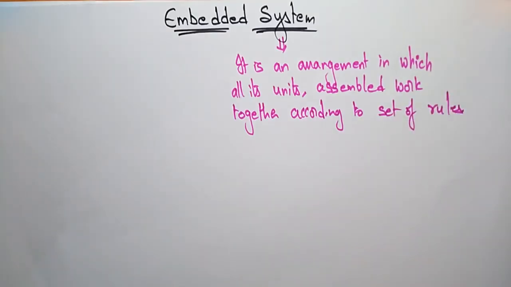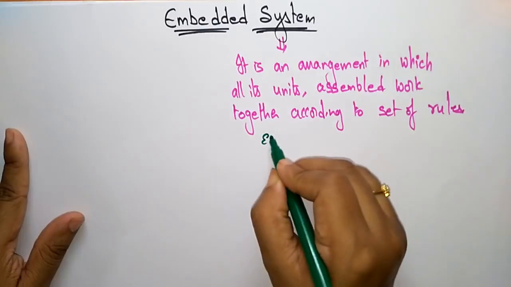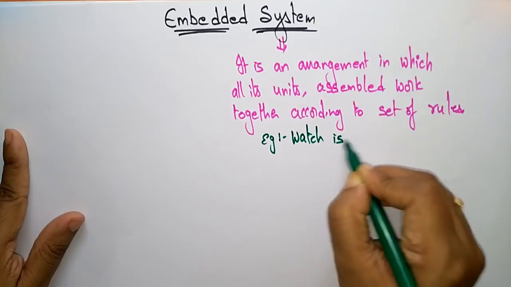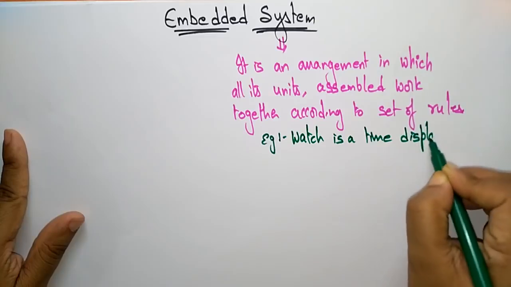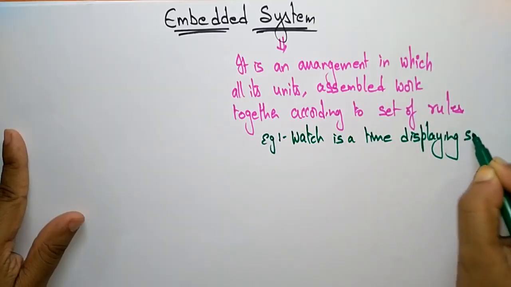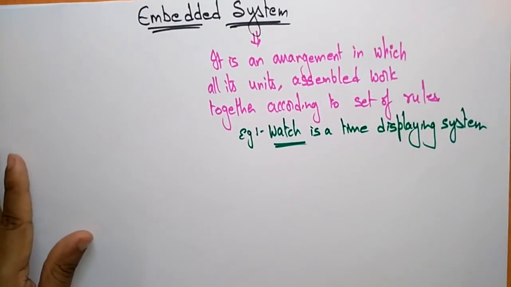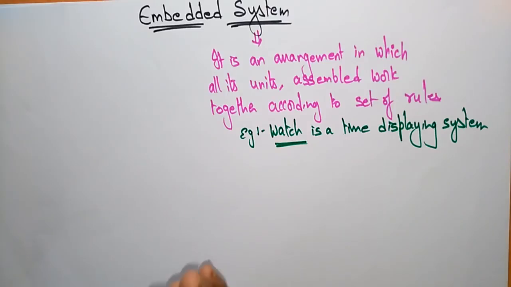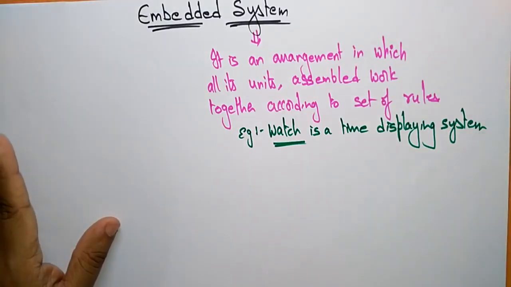So let's take an example, a watch. A watch is a time displaying system. Let me show you the example. A watch is used for displaying time, so you call it a time displaying system. So this watch is a system which is showing the time. Its components follow a set of rules to show the time.